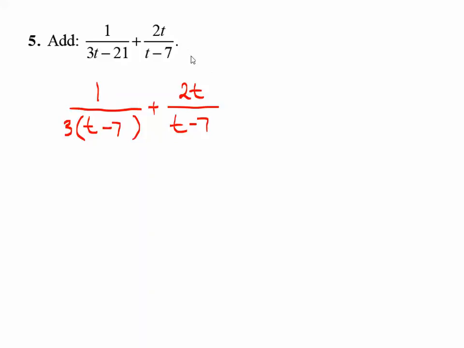Okay, now what's the common denominator? I need the 3, and I also need the t minus 7. I need both of these, this one and this one. So then the common denominator would be 3 times t minus 7, and another 3 times t minus 7.